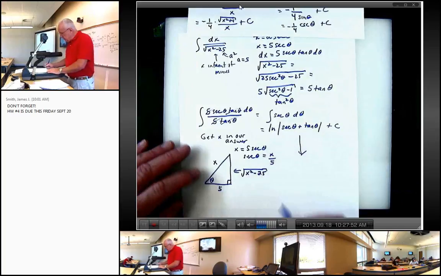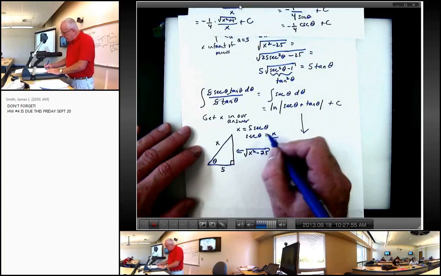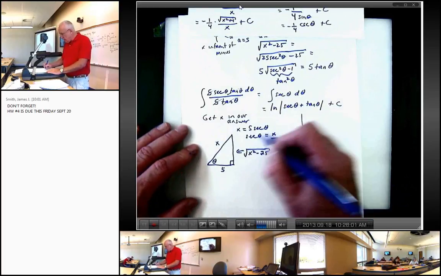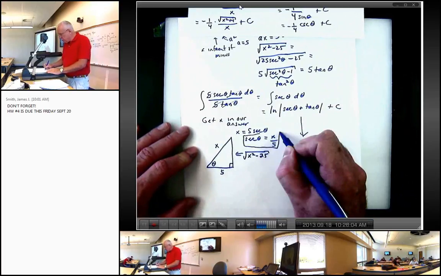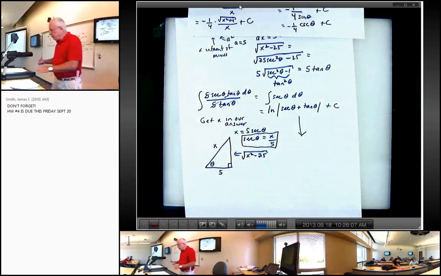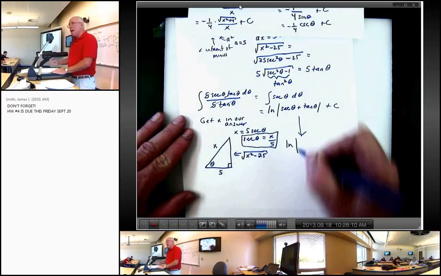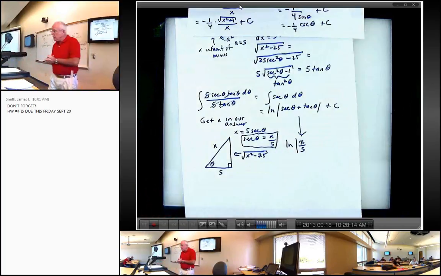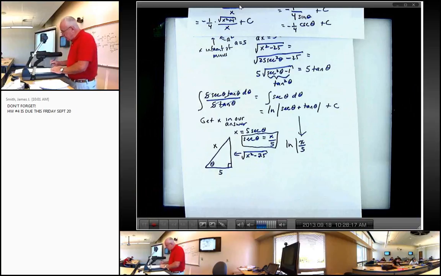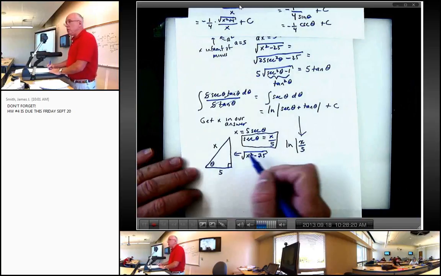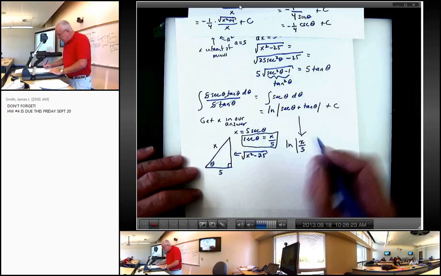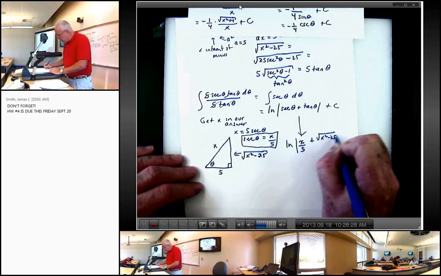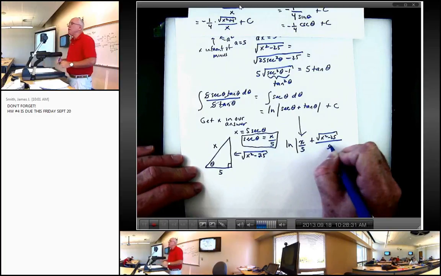Let's figure out, well, the secant of theta, we already know what the secant of theta is. That's from our original substitution directly. That's x over 5. So we're going to have the natural log of the absolute value. The secant of theta is going to be replaced by x over 5. Now, what's the tangent of theta going to be replaced by? The tangent is the opposite over the adjacent. So the tangent is going to be the square root of x squared minus 25. That's the opposite all over the adjacent leg, which is 5.